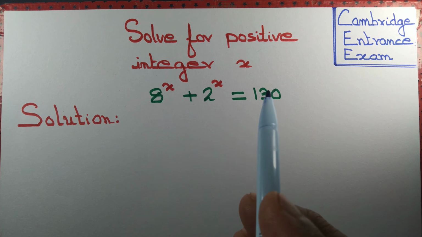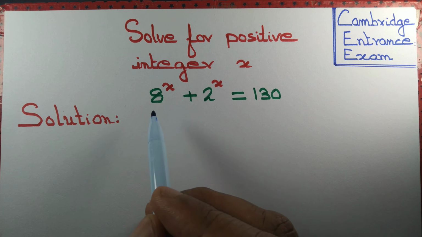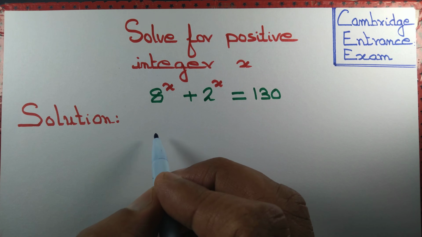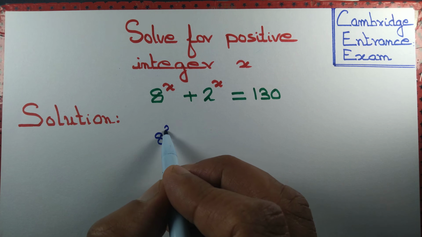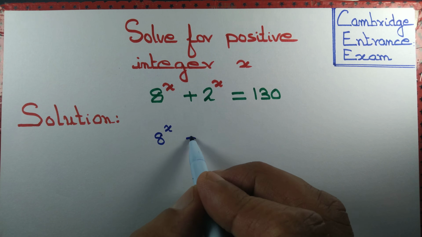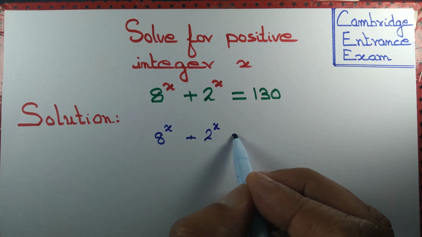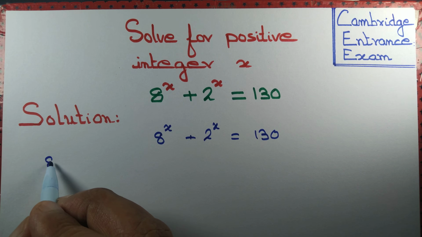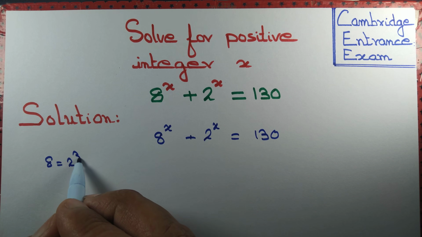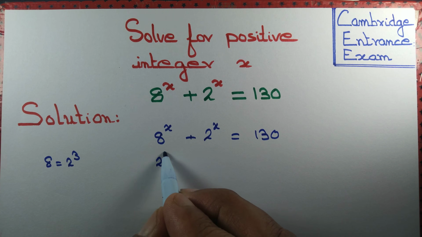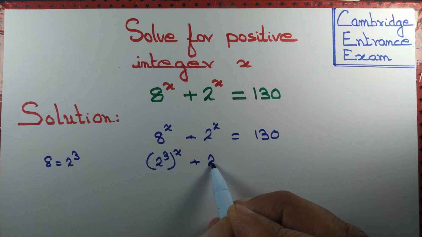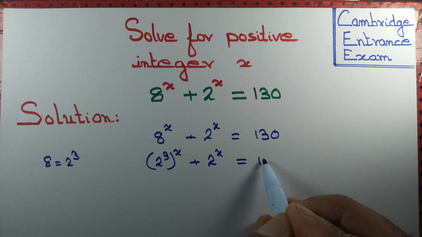Let us determine all the positive integer x such that 8 to the power x plus 2 to the power x equal to 130. Observe that we have first of all 8 to the power x plus 2 to the power x equal to 130. Now we know that 8 equal to 2 cube. Let's write it that 2 cube to the power x plus 2 to the power x equal to 130.